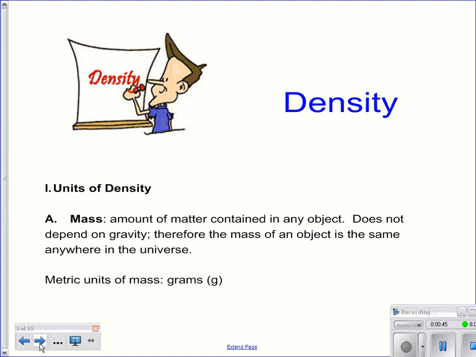So mass, it's the amount of matter that is contained in any object. You don't have this necessarily in your notes, but it's the amount of matter that's contained in any object. Wherever you are in the universe, it's always going to be the same. No matter if you're on Jupiter or Earth, it's always the same, how much matter is contained. Metric units that we would expect, what we're most likely going to work with is grams. That's something you should have a good understanding of, that grams is a unit of mass.